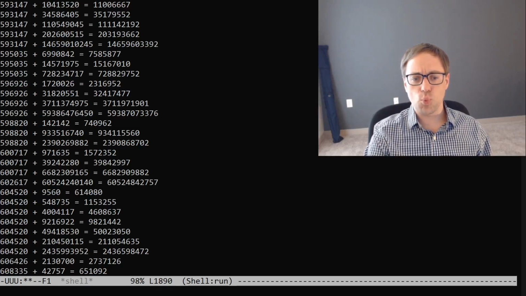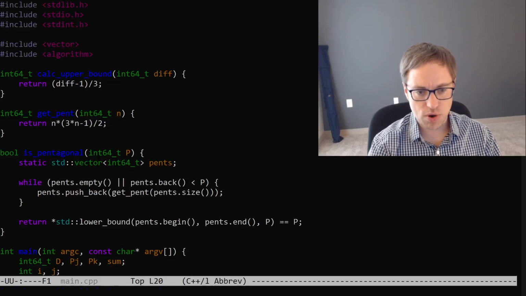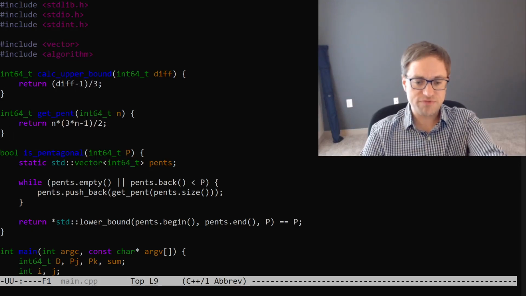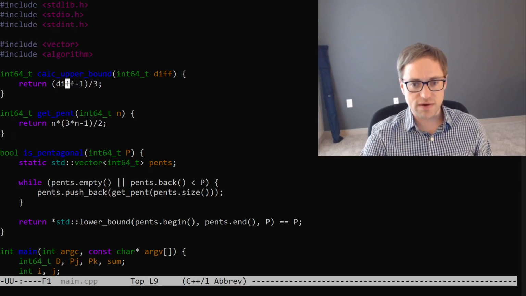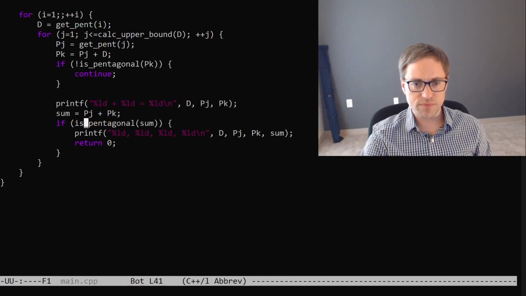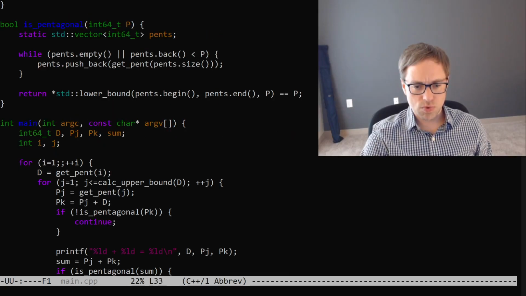And to understand why that is, let's go back to our source, and in particular take a look at this calc upper bound function and how it's used farther down. So we'll see here that the result of this function is proportional to diff. Going down to where the function is actually used, we see that the argument here is d.